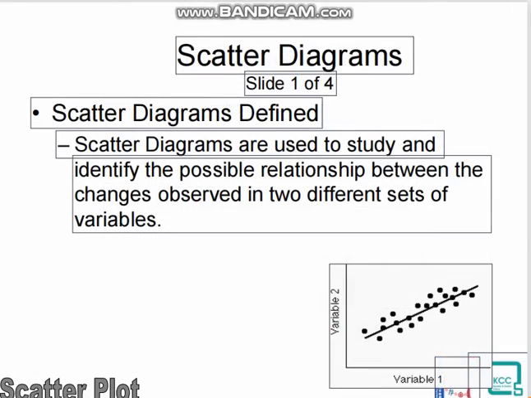Next is scatter diagram. What is a scatter diagram? Scatter diagrams are used to study and identify the possible relationship between the changes observed in two different sets of variables.